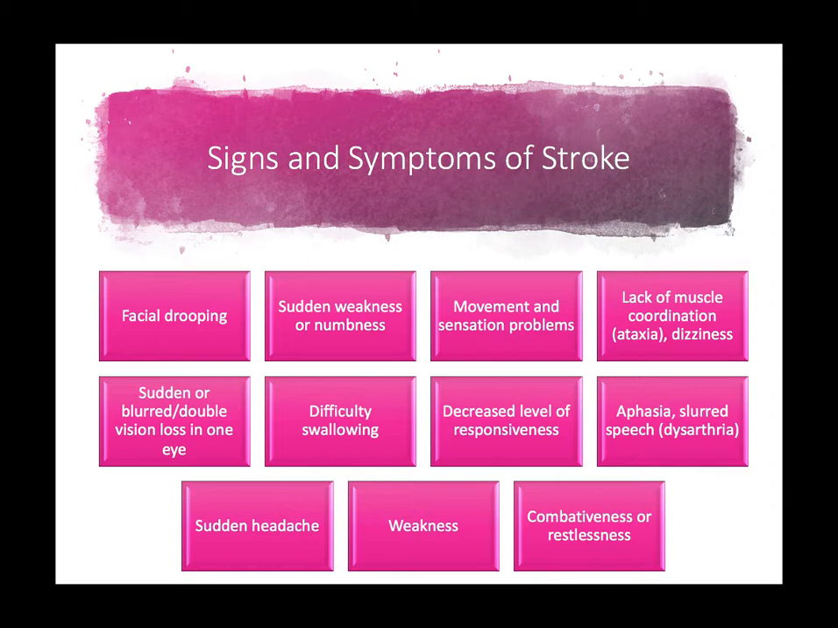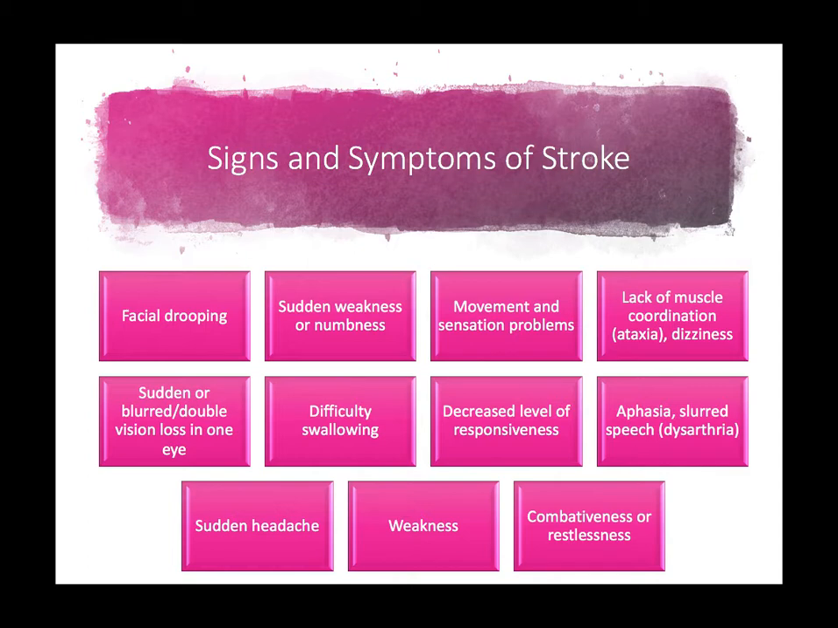So like I said, we're going to look for facial drooping, arm drift. So you're going to hold the patient's arms out straight, have them close their eyes and hold their arms up on their own and see if one drops or not. Sudden weakness or numbness, like I just can't feel the right side of my body. Slurring of speech or aphasia. Lack of coordination in their muscles, which is called ataxia. Dizziness, blurred or double vision in one eye or another.